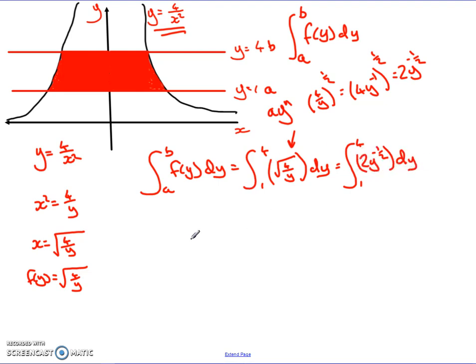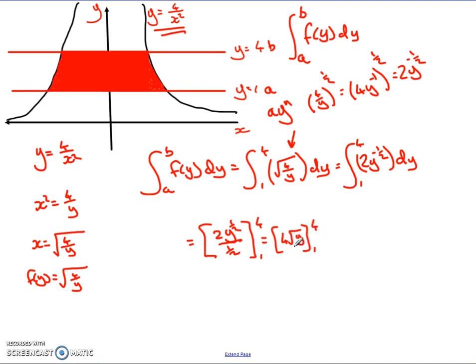I can jump in and do it. So same drill as the last time. 2y, raise the power by 1, so I get a half, and then divide by the new power of a half. And it's going to be between 1 and 4. Sort this out, so dividing by a half is the same as multiplying by 2. So that gives me 4, and then y to the half is the square root of y. And that's between 1 and 4.